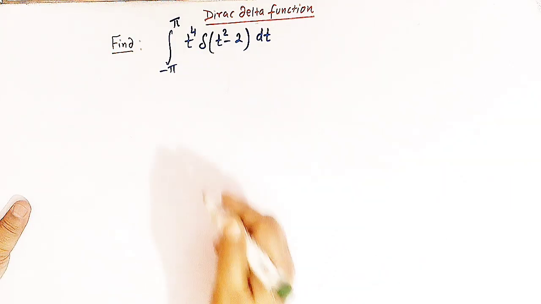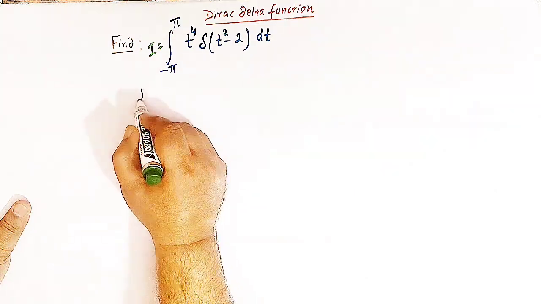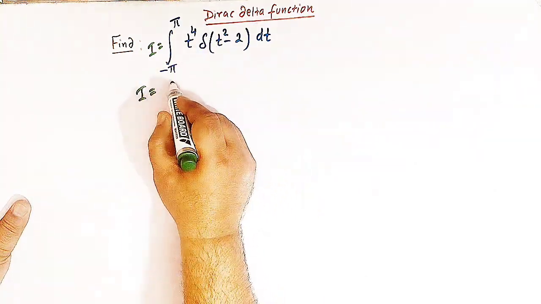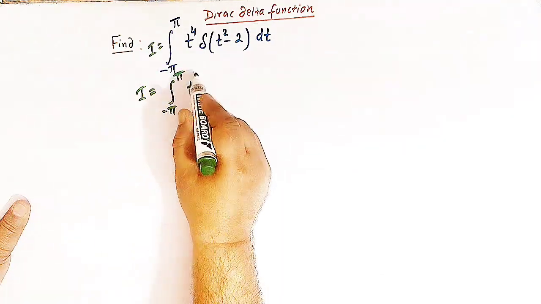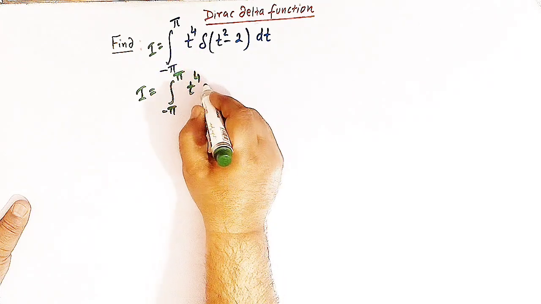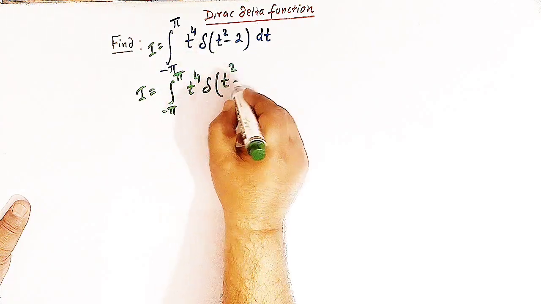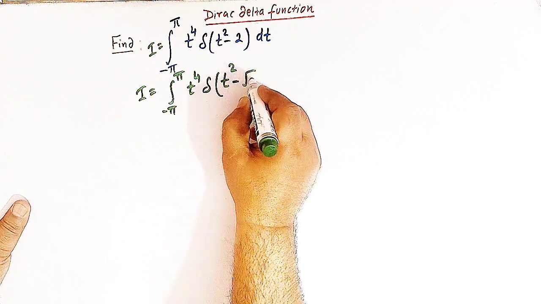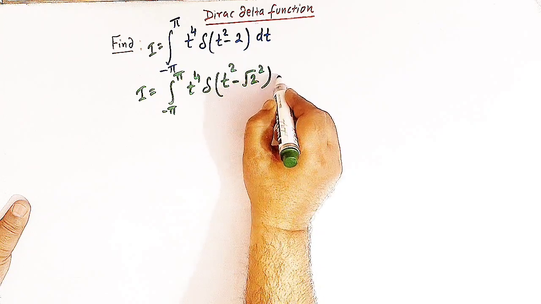Let us first call this integral I, and we can write this integral as the integral from minus pi to pi of t raised to 4, and here we can write this delta function as delta of t square minus the square root of 2 squared.